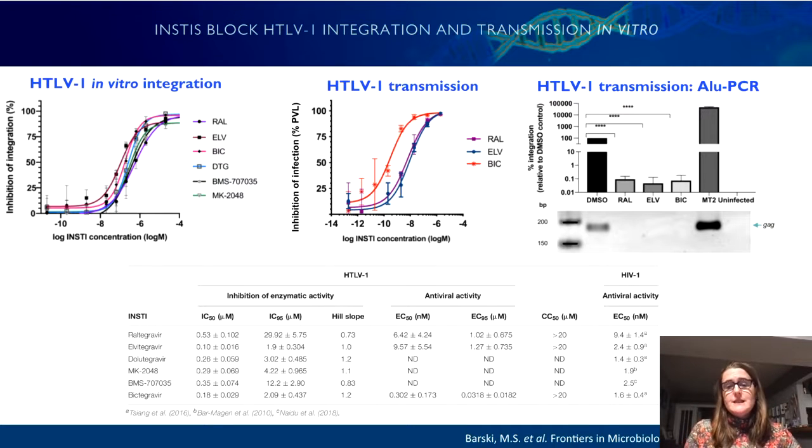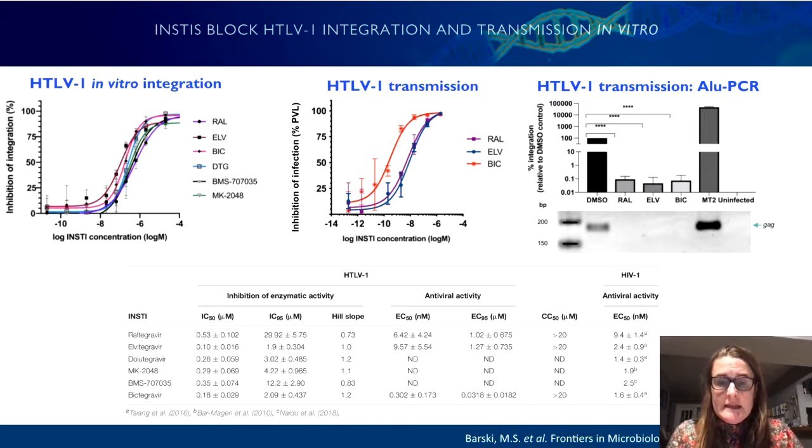Now, to confirm that there is indeed a block in integration, we also used Alu-PCR. And Alu-PCR is a method where you quantify the junctions between the proviral integrated DNA and the host genome. And as you can see here, DMSO, that is our negative control. If we add raltegravir, elvitegravir, or bictegravir, we have a strong, significant drop in measuring any products of integration. And this is shown here also on the agarose gel. MT2, this is our persistently HTLV1-infected cell line that we use as a donor for HTLV1.